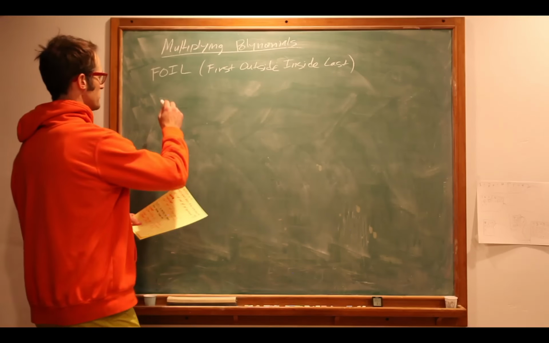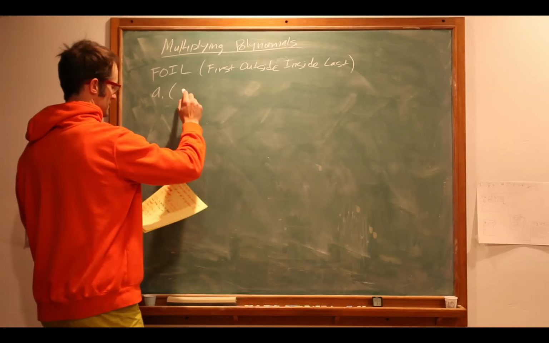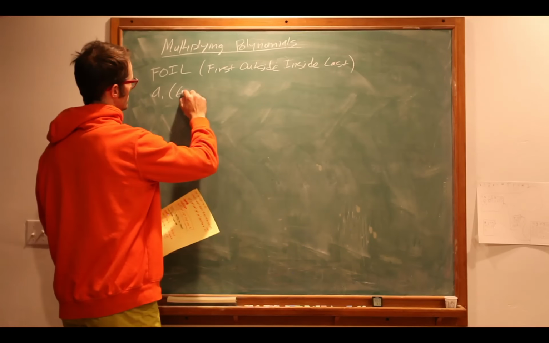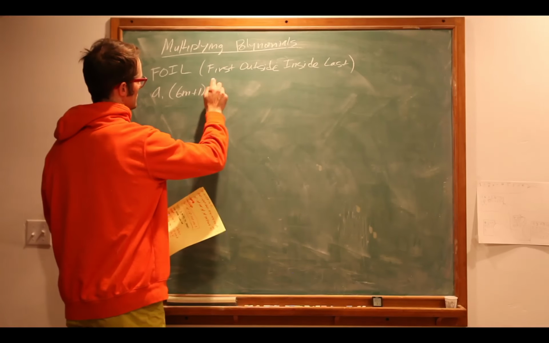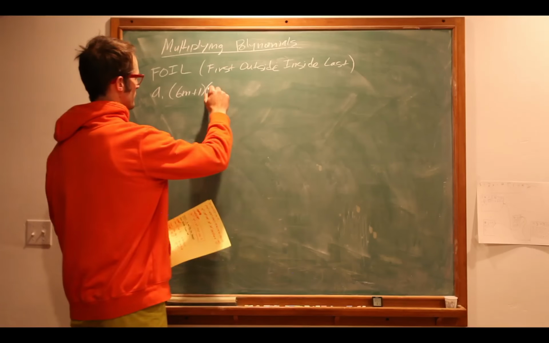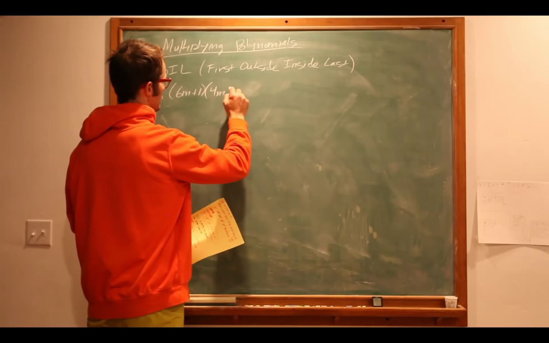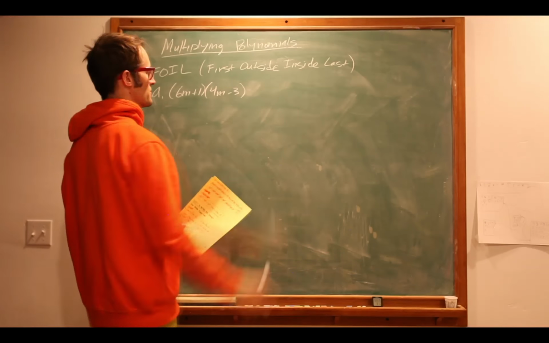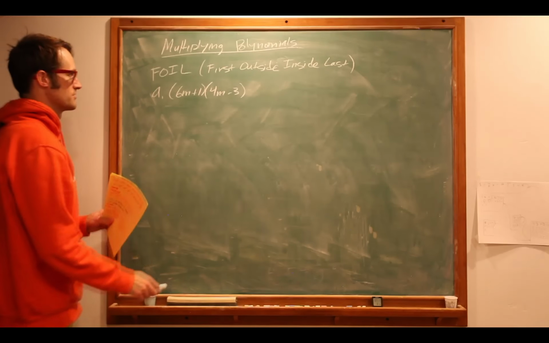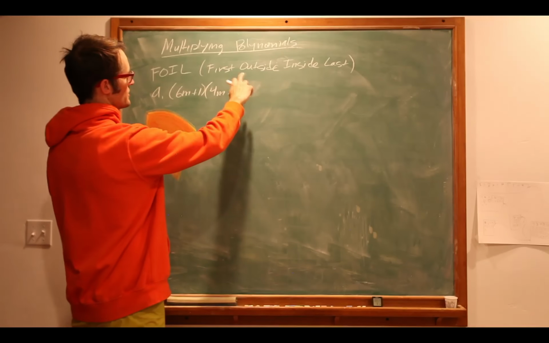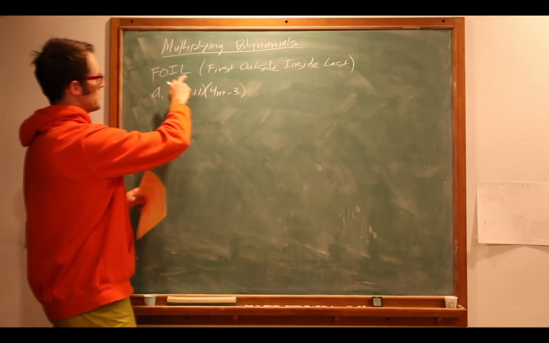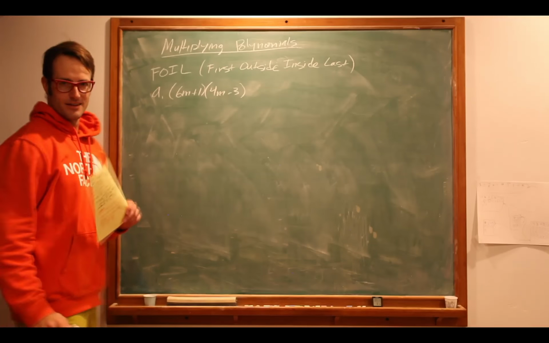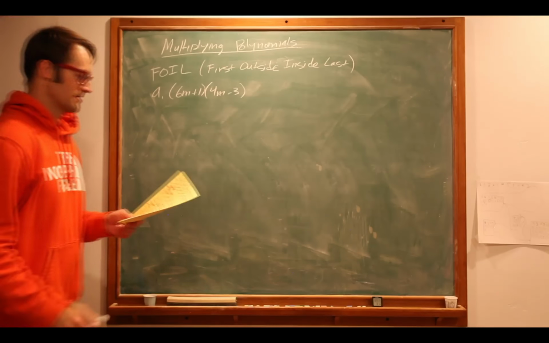So if you have 6m plus 1 times 4m minus 3. This little acronym is telling you the order of the multiplication to do, or you can also do FIOL, but that doesn't really spell anything fancy.